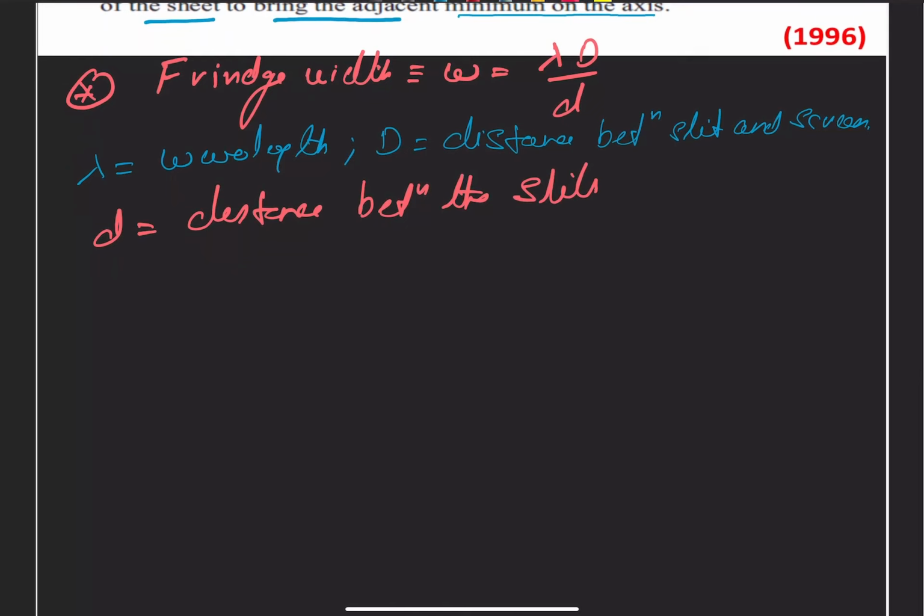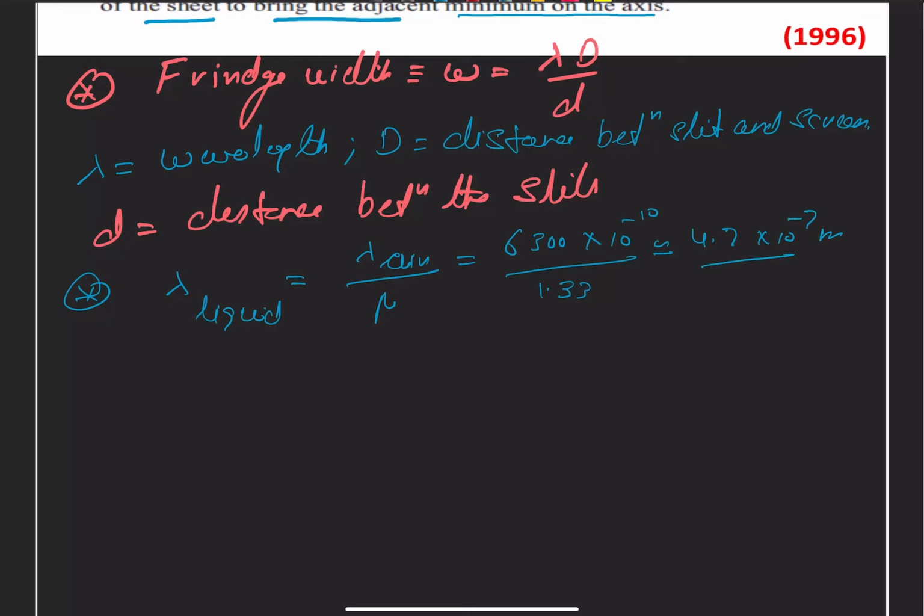So first of all, we have to find out what will be the wavelength in the liquid. So you can say lambda liquid will be equal to lambda air divided by the refractive index. Lambda air is our 6300 angstrom, 10 to the power minus 10, and mu is given as 1.33. So this will be coming as 4.7 into 10 to the power minus 7 meters. So this is the wavelength in the liquid.